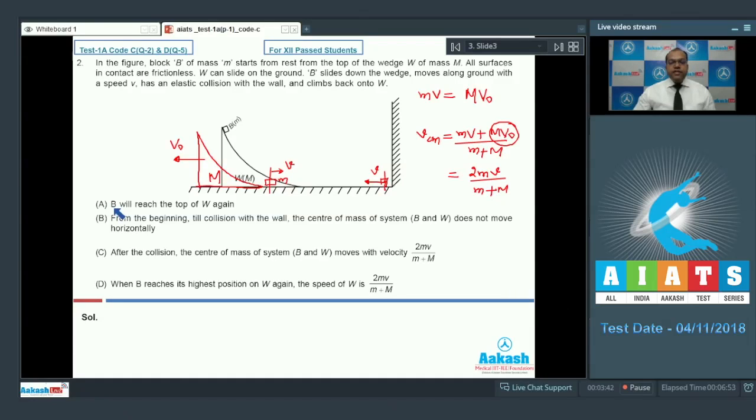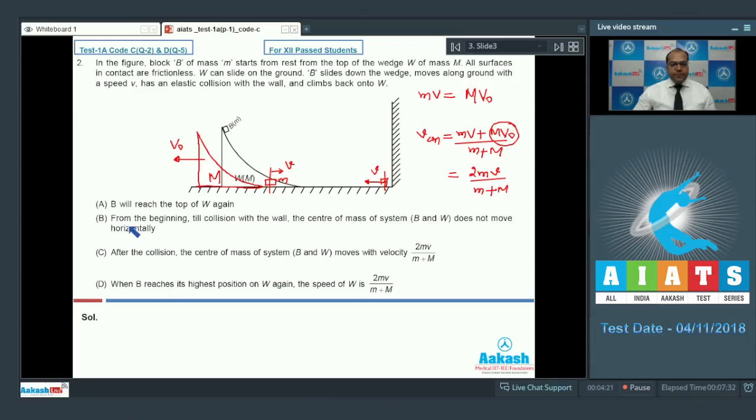In option A, it is given that B will reach the top of W again. So it means the block B will reach the same position. This is not possible because the loss in potential energy of the block m is distributed in the kinetic energy of the block m and the wedge capital M. So it is not possible for the block m to reach the top of the wedge. So option A is wrong.